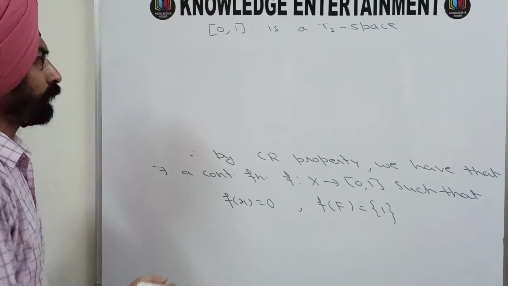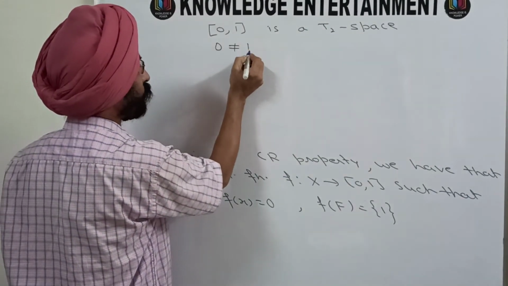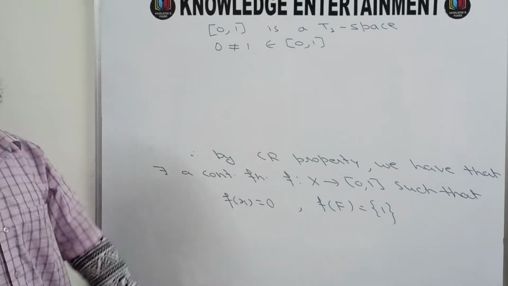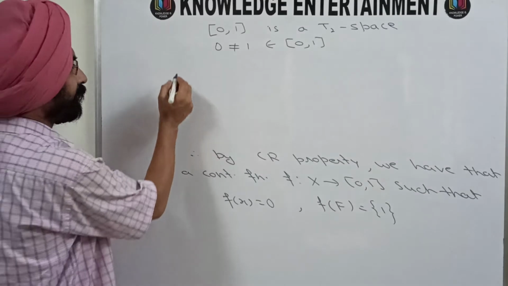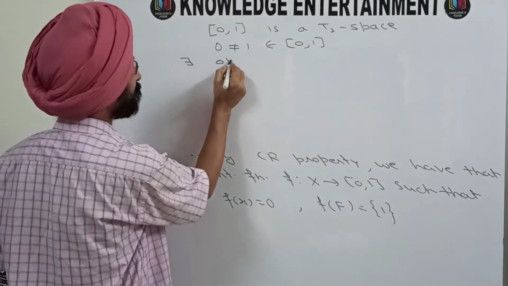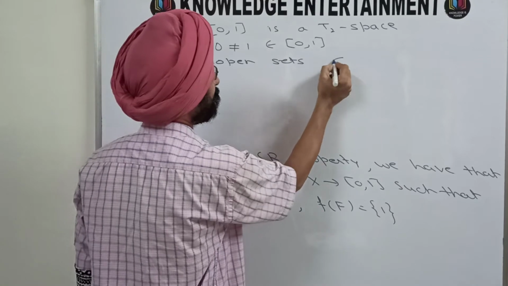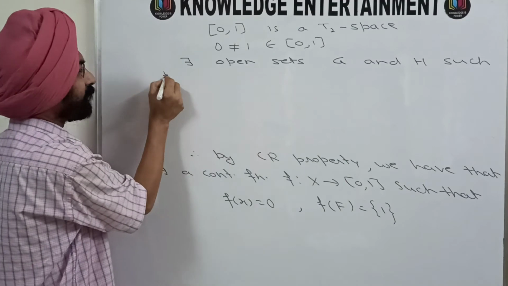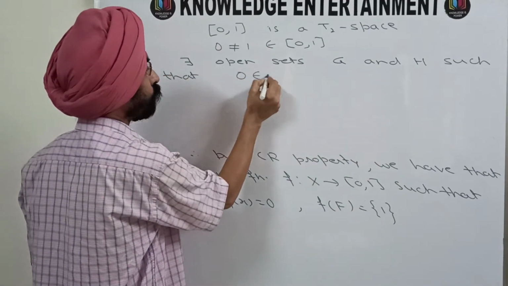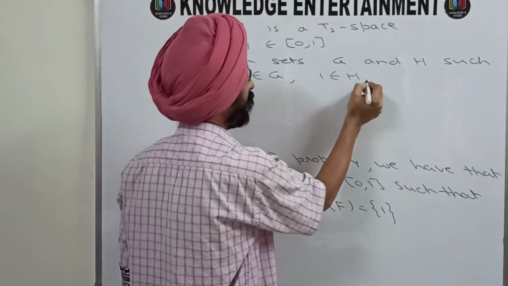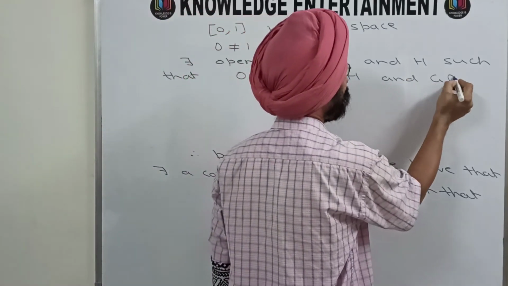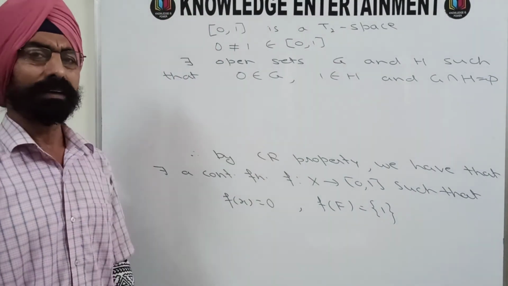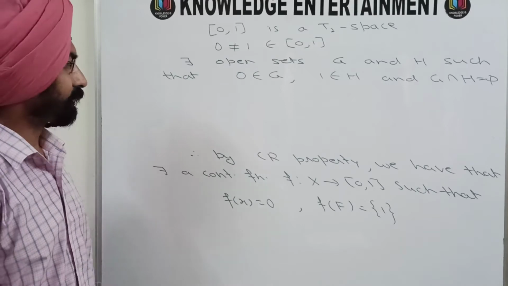0, 1 is a T2 space. 0 and 1 are two distinct points belonging to this closed interval 0, 1. Therefore, using the definition of T2 space, there must exist open sets G and H such that 0 belongs to G, 1 belongs to H, and G intersection H is phi. Here I have used the definition of Hausdorffness, T2 spaces.